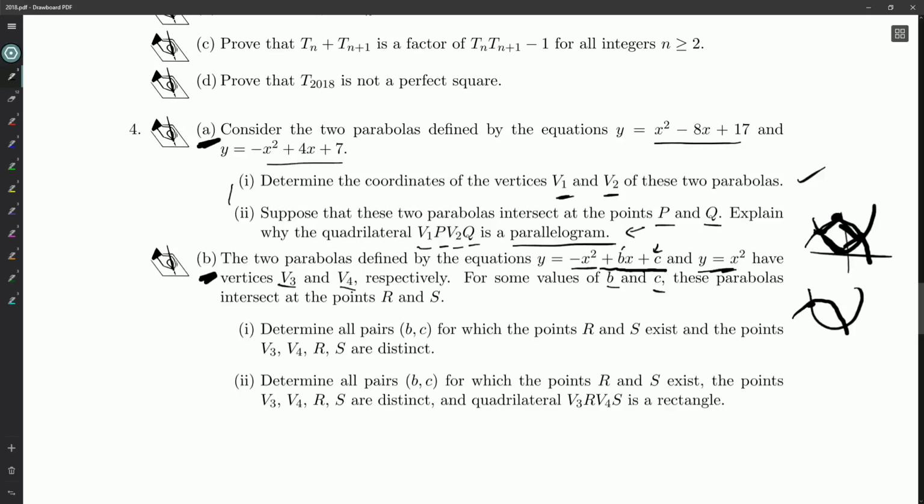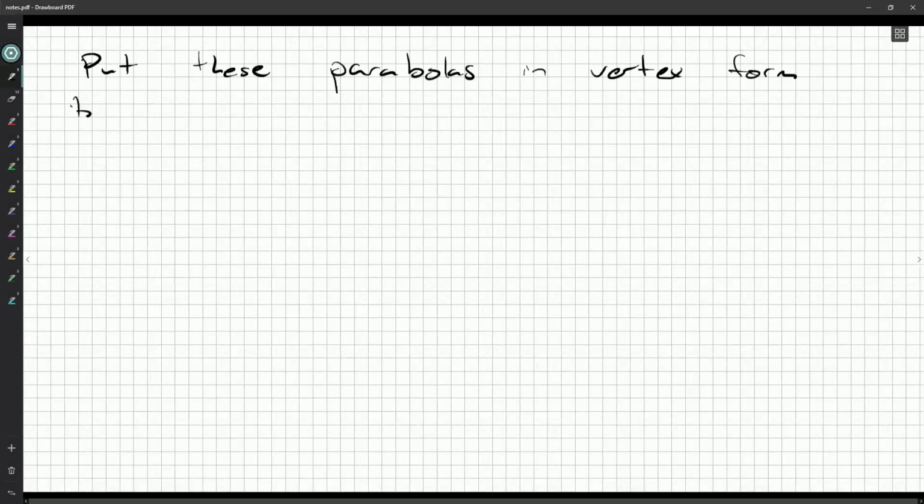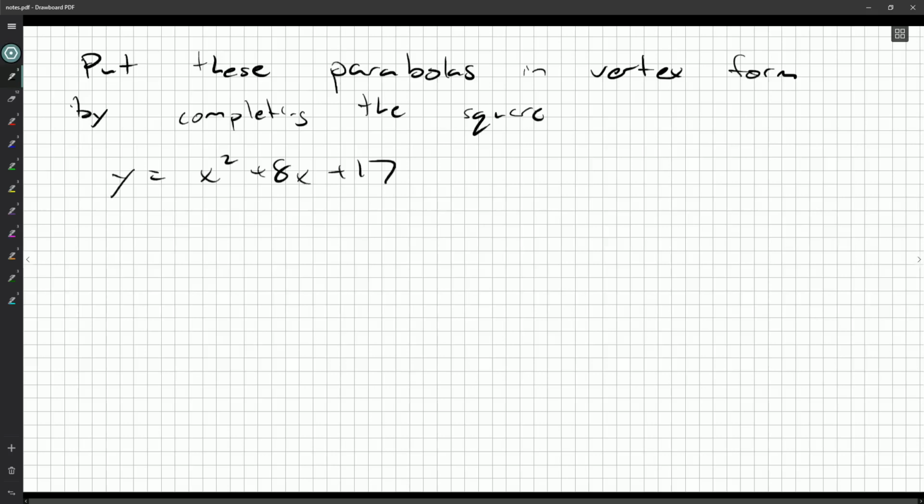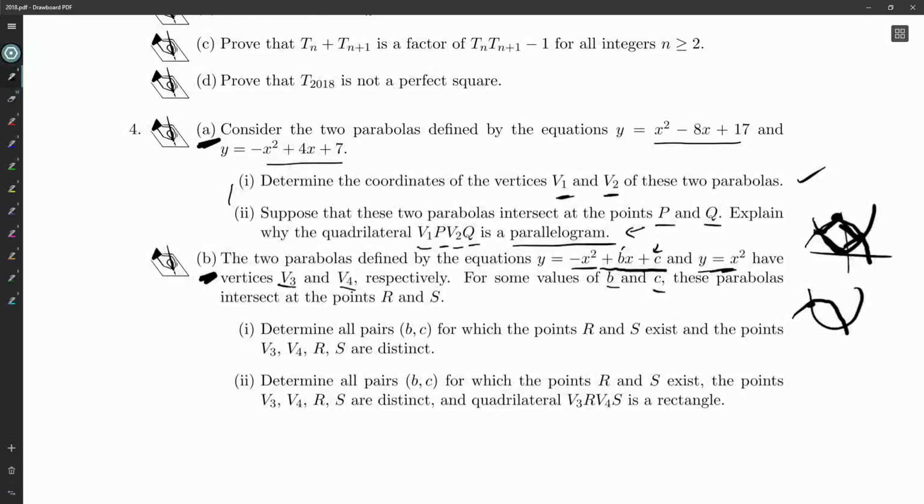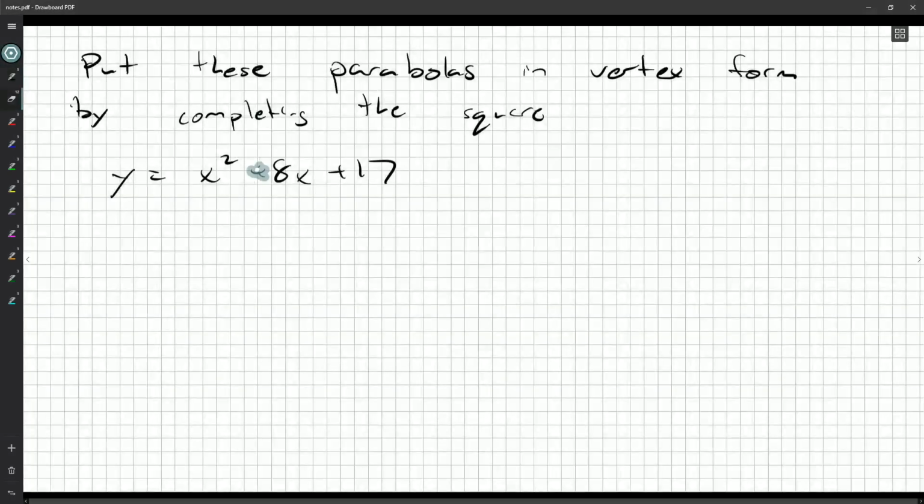We'll focus on A. A1, get the coordinates of the vertices. So we'll put these parabolas in vertex form by completing the square. So we have y equals x squared, I think it was plus 8x plus 17. Minus 8x, my mistake. Okay, so minus.